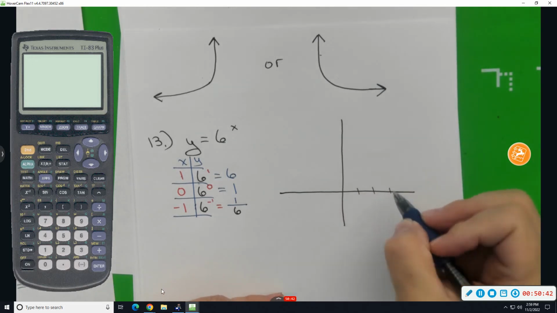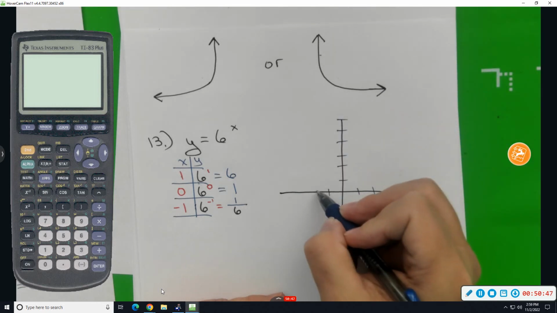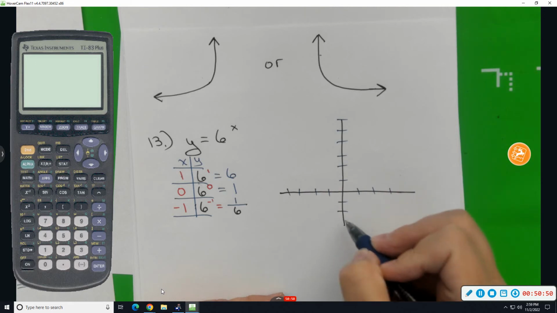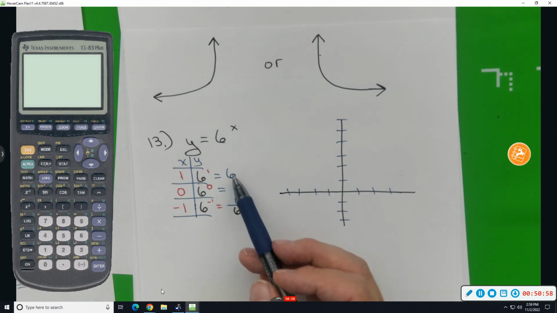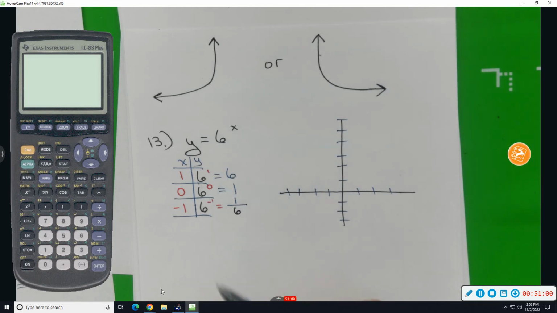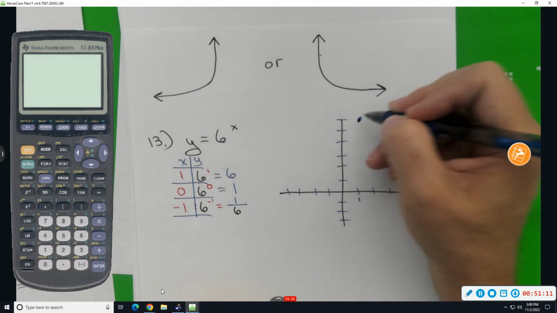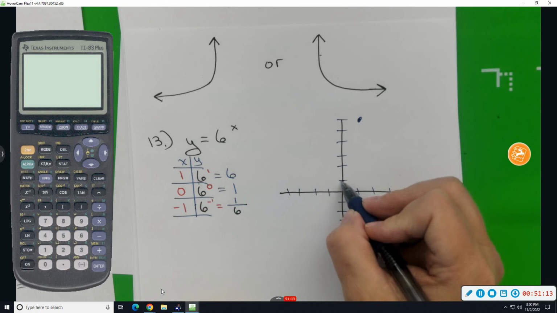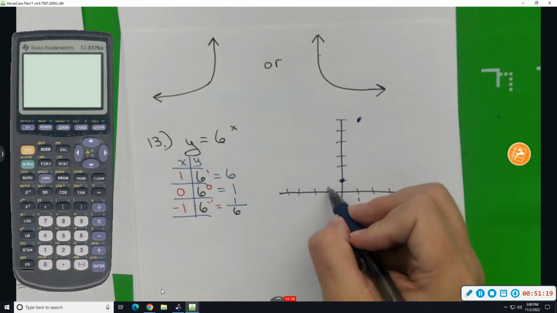Let me put a few tick marks. I'm putting these little marks down here below the x-axis, but is any of the graph going to be down here? To be down here, it has to have negative y values. Are we going to get any negative y values? No, a positive number raised to any power must always be positive. So, right 1 up 6, right 0 up 1, and left 1 up 1/6.